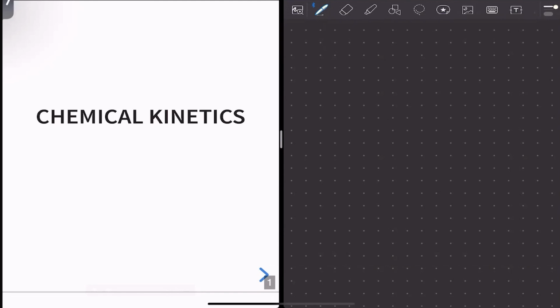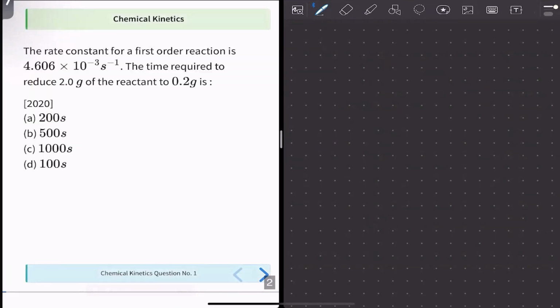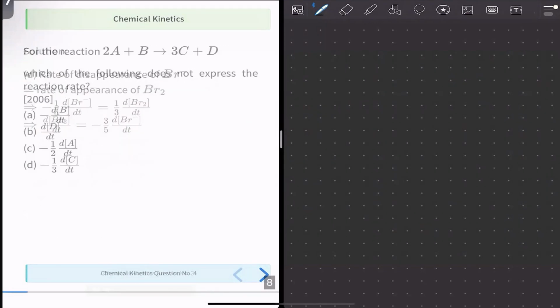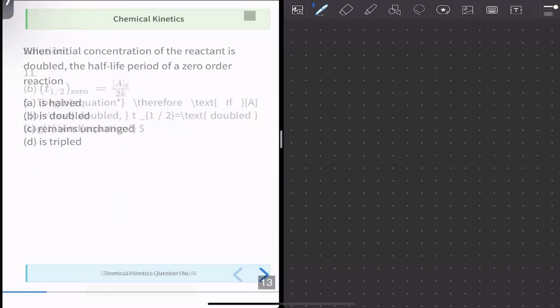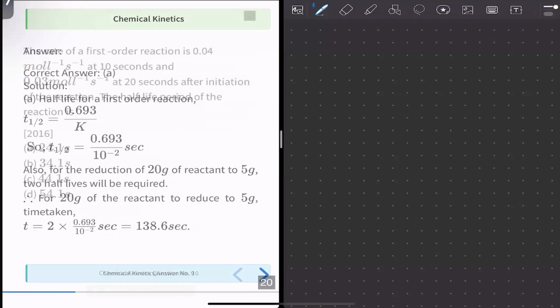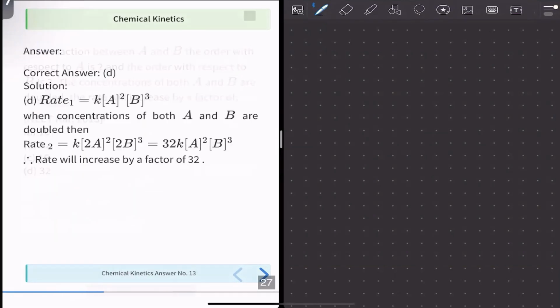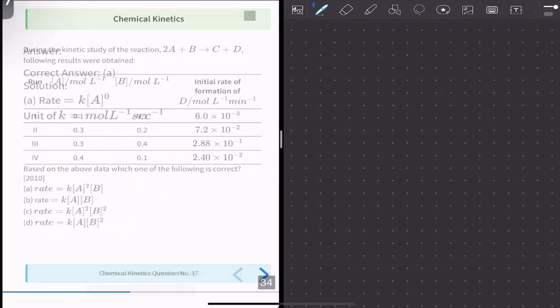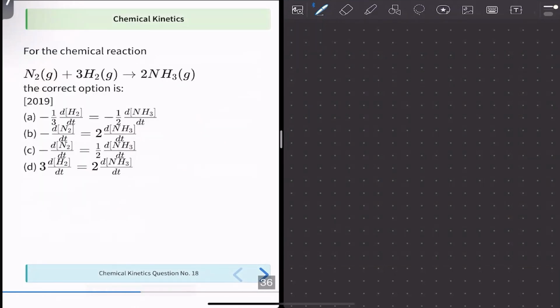So, today we'll start with part 2 of the chemical kinetics PYQ discussion. We had covered till question number 17, so let's start with question number 18. I hope you all have revised all the formulas regarding this chapter, so it will be easy for you to understand the concepts.